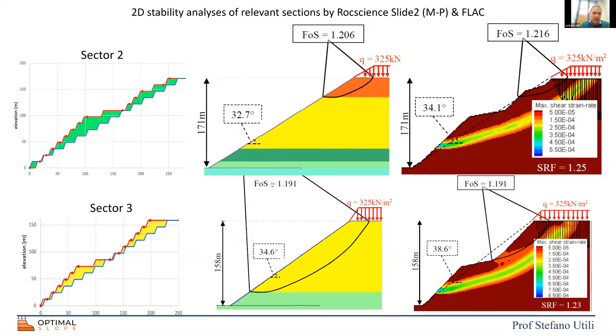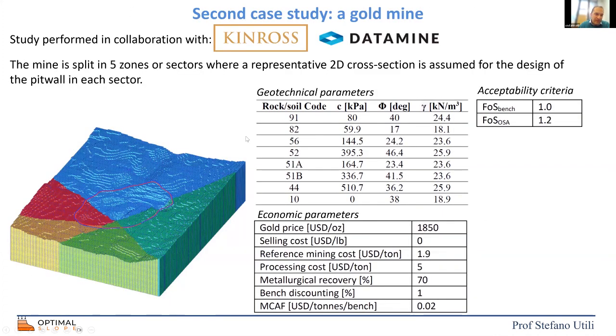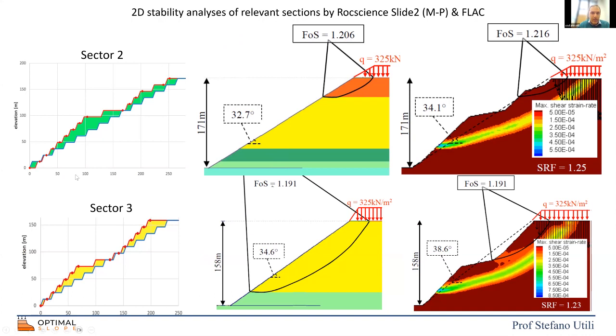So what we've done here, first of all, we have 5 different sectors. Here we can see each sector identified by a different color. For each sector of the mine, there will be one 2D cross-section which is representative. And then in this cross-section, we don't want to do design as usual. We want to use OptimalSlope, the software, in order to find the best possible shape to design the pit wall. And here is what you can see.